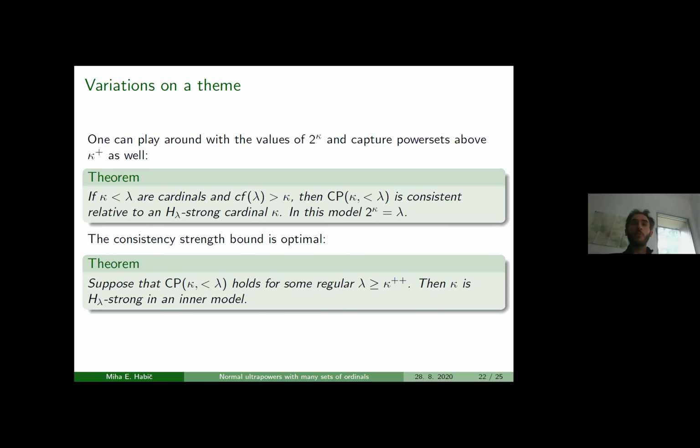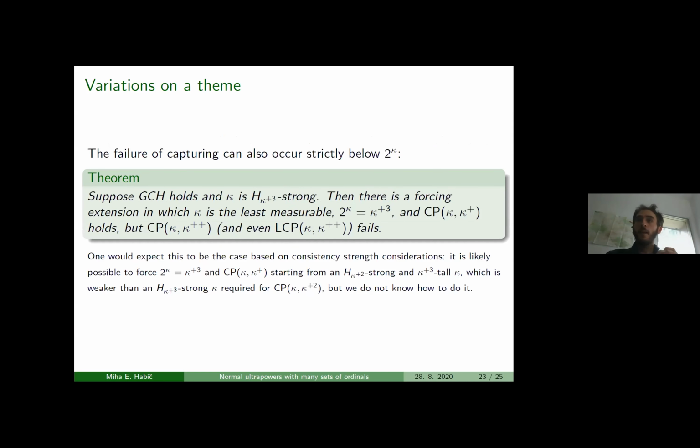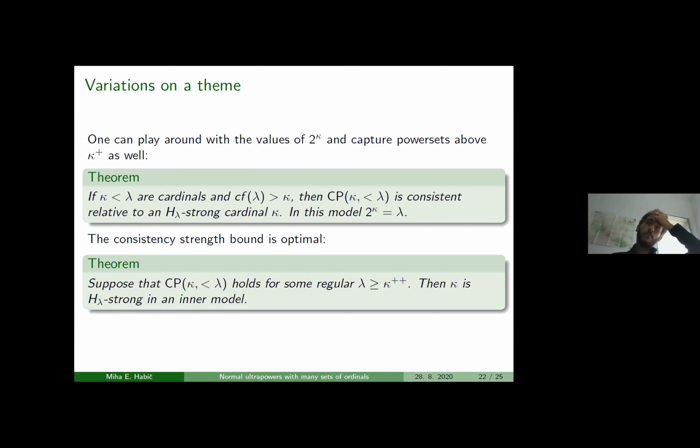There's an inner model with an H lambda. Okay, either kappa is H lambda strong in an inner model, or there's an inner model with a fully strong cardinal. Let me just say that. Okay. Anyway, morally kappa is H lambda strong in an inner model.